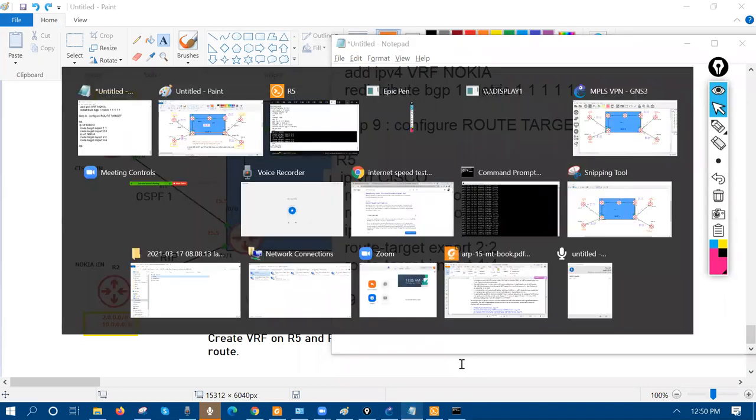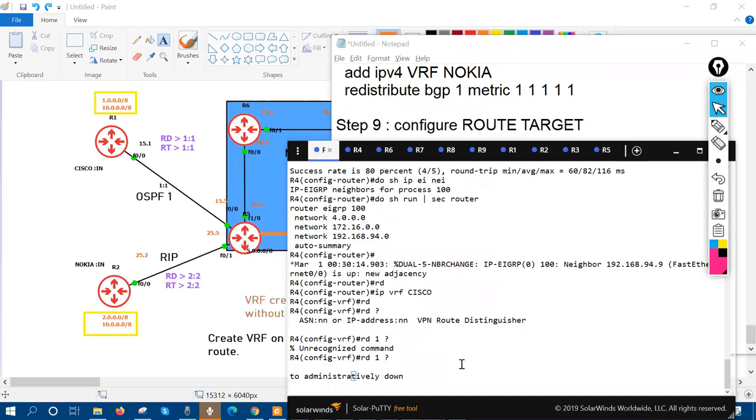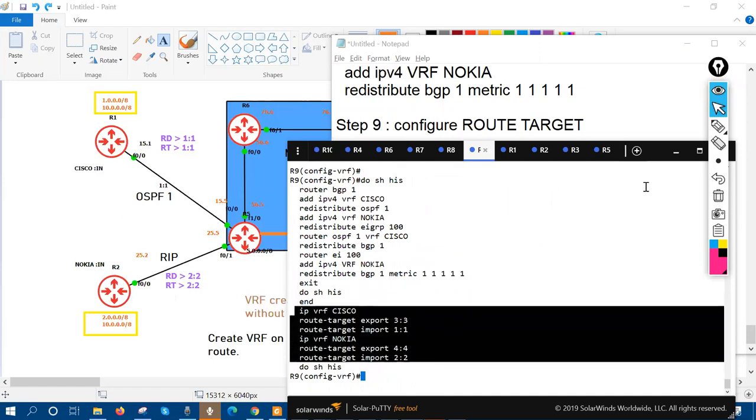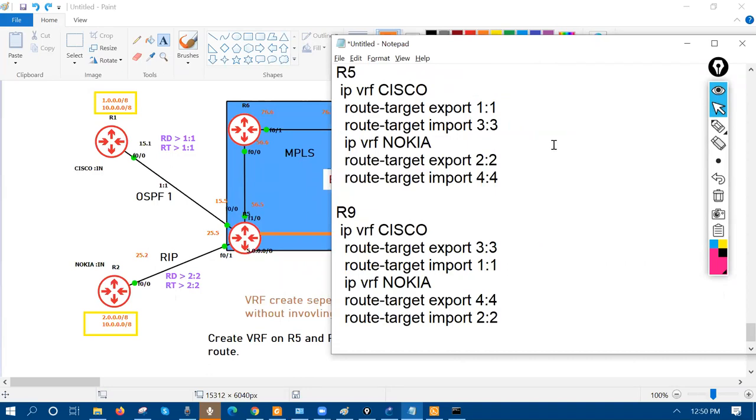I'm lost on the import and export. So if you see this point, on R5 we are exporting, and on R9 we are importing, the same table, Cisco. If you are exporting 3:3 on R9, we are importing it on R5, same Cisco. In Nokia, if you are exporting 2:2 on R5, we need to import it in R9. If I'm exporting 4:4 on R9, same Nokia, I need to import 4:4 on R5.